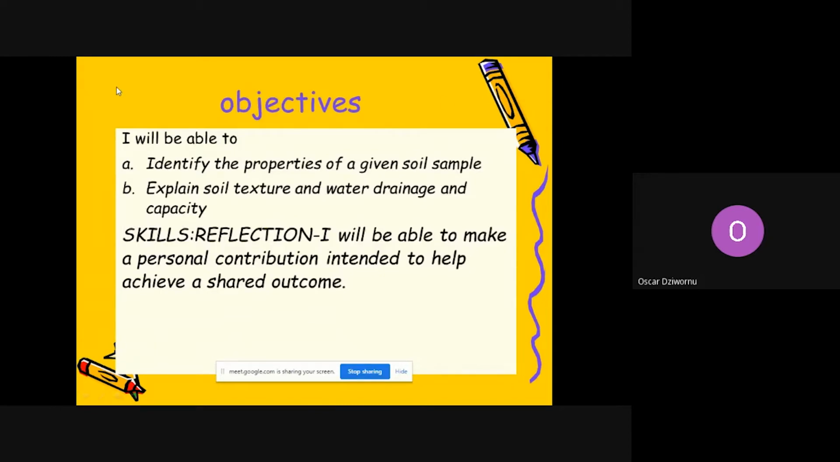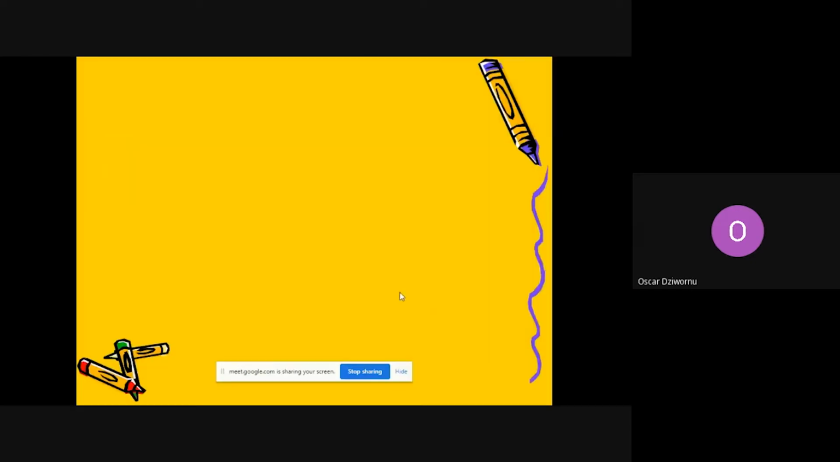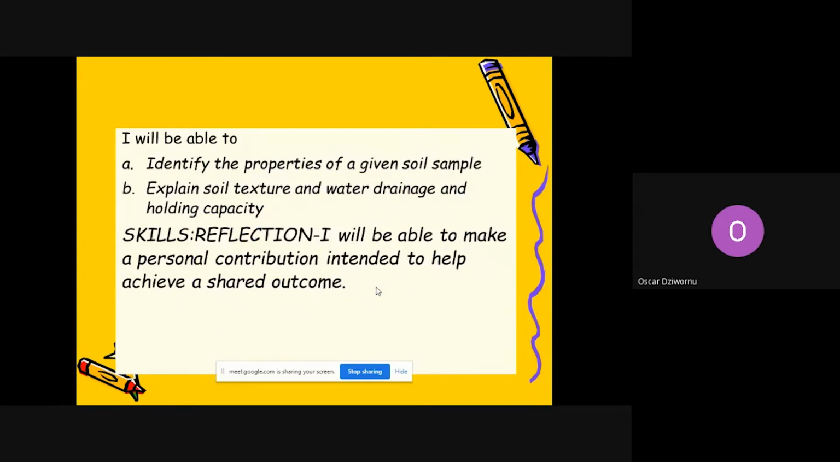Let me correct this now. Water drainage and holding capacity. We should be able to explain soil texture and water drainage and holding capacity, and identify the properties of a given soil. I hope you can see my screen. Yes.